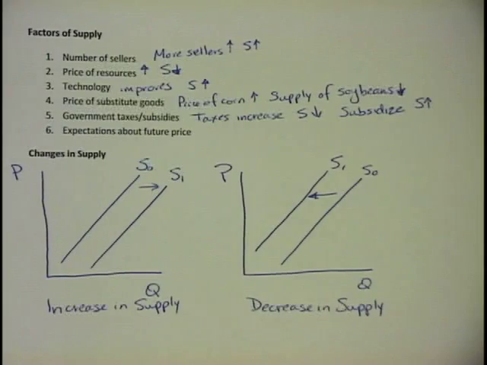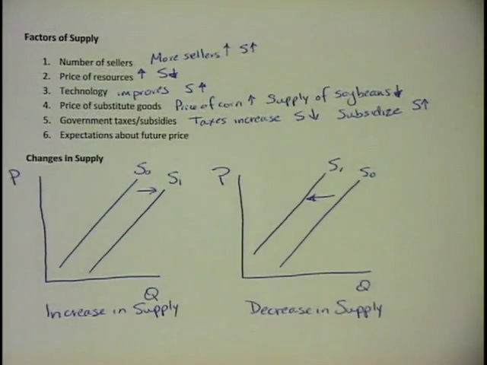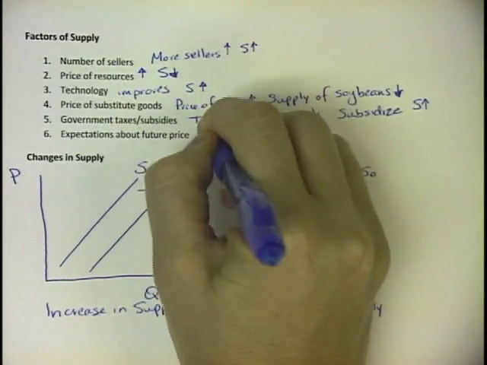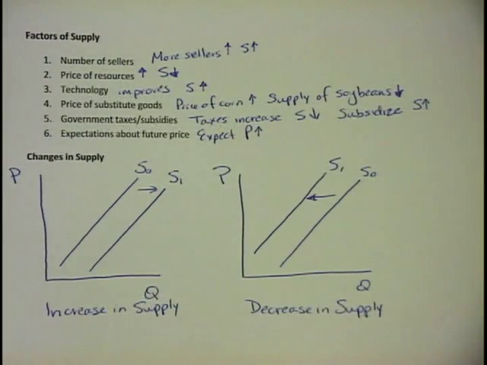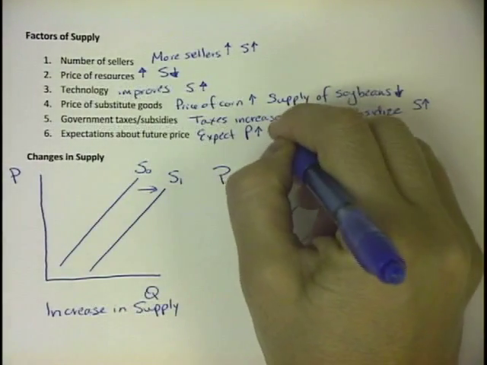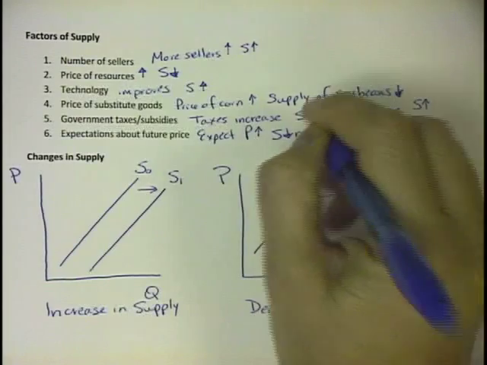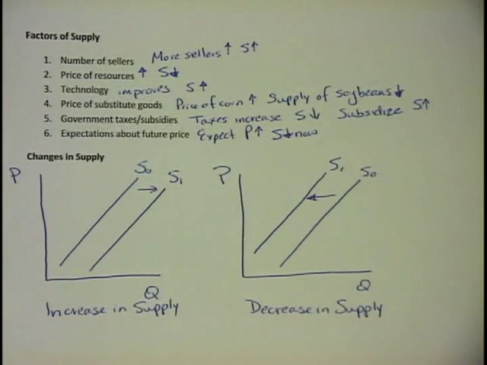And the last one on our list is expectation about future prices. If I expect the price to increase tomorrow, I don't want to sell today. I want to wait, so I'm going to supply less now. If I expect the price to go up, I'm going to supply less now. For example, if I expect the housing market to rebound and the prices for houses to go up, I'm not going to put my house on the market now. I'm going to wait until it gets better and then put it on the market.